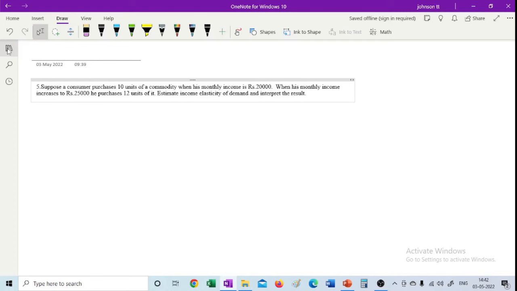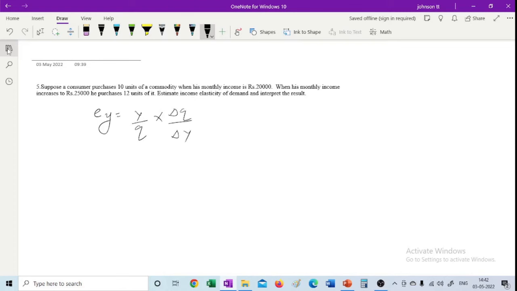So here this is also a direct question. So the formula is income elasticity E Y is equal to Y by Q into delta Q divided by delta Y. Y is income. So Y is the initial income. Y equals 20,000 and Q equals 10 units.